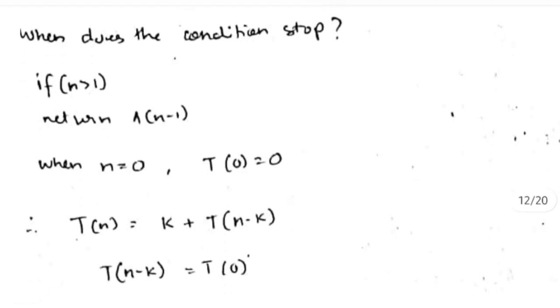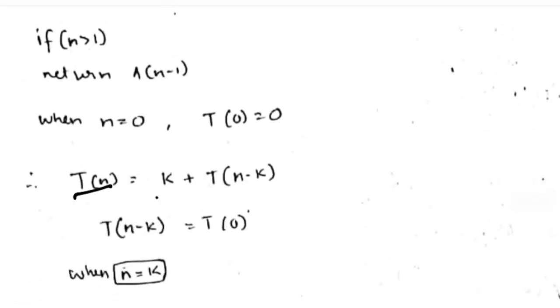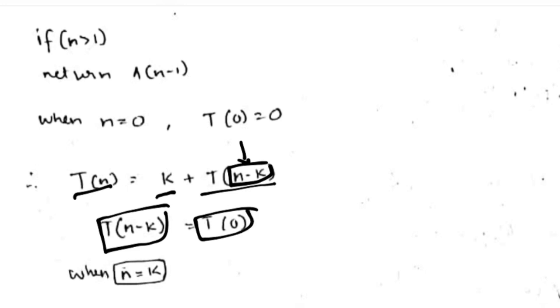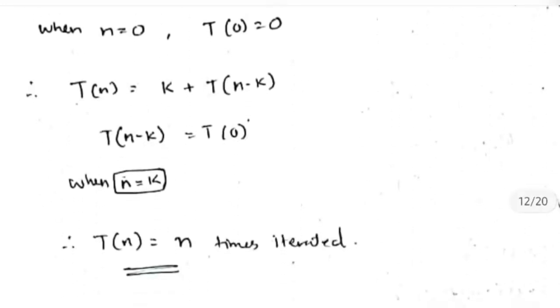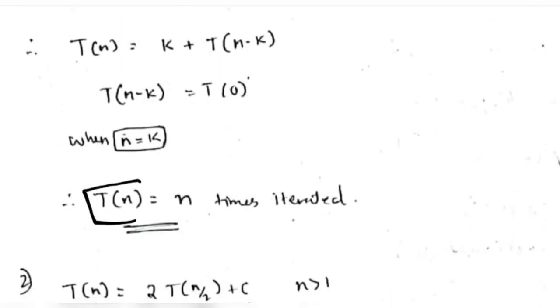So at that time what we can write is T(n) = k + T(n-k). When will this be 0? This will be 0 when n is equal to k. When n is equal to k, at that time it will be 0 and the number of times executed is k. So k is nothing but n, so the total number of times executed is T(n), which is n. Since this is 0, we'll be writing T(n) is n. So that's the time complexity of the recursive algorithm.